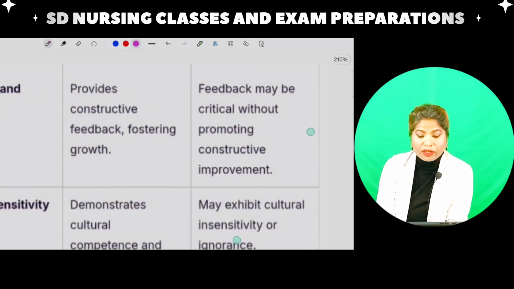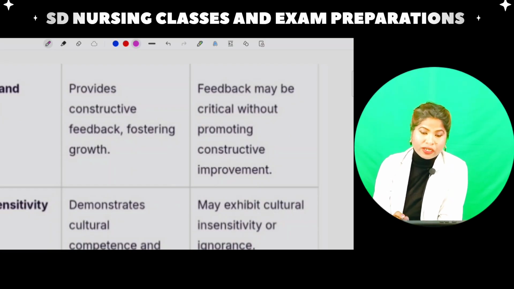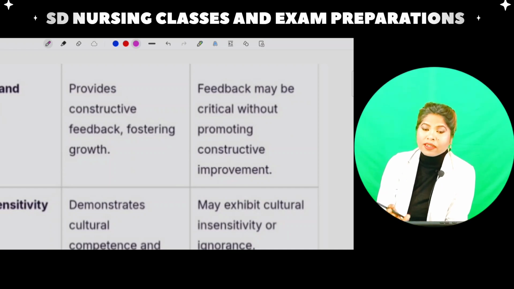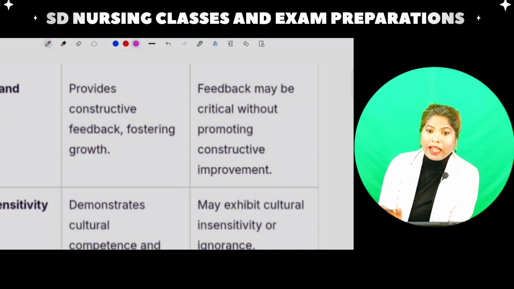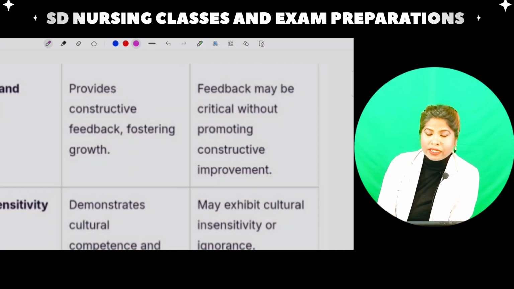And in the negative, what happens? Feedback may be critical without promoting constructive improvement. So the feedback of the patient, what will happen? Because of your non-constructiveness, you didn't construct anything for the patient, and what will the feedback be? So that will be negative and it will be very critical.